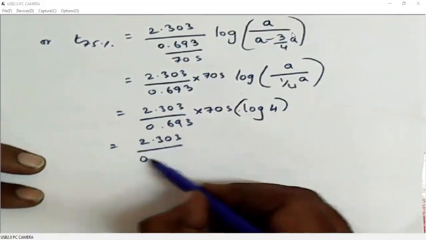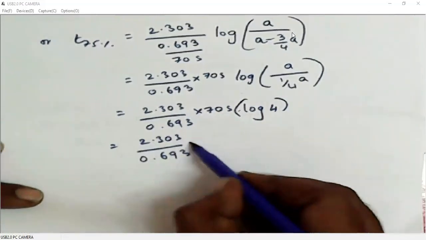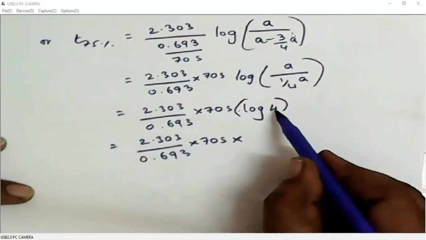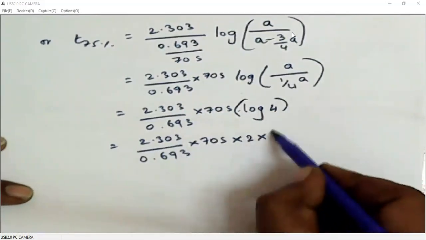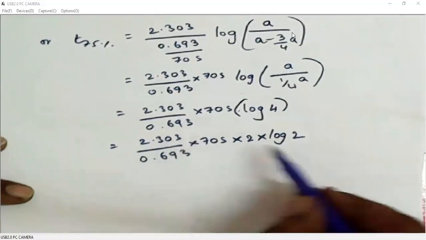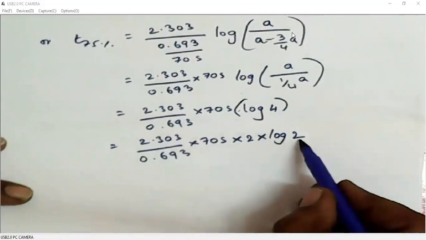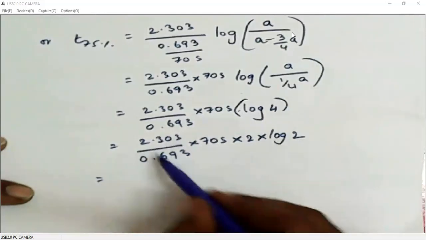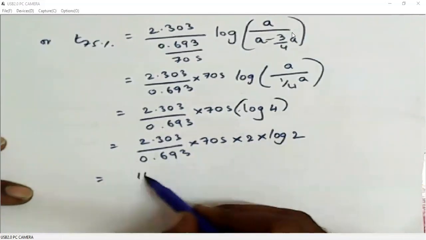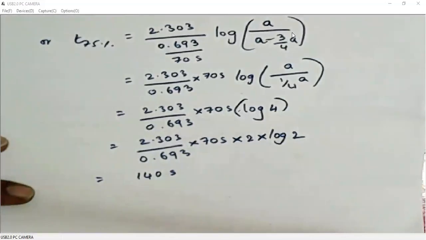2.303 by 0.693 into 70 seconds into what is log 4? We can write 2 square. So 2 into log 2. What is 0.693? It is 2.303 multiplied by log 2 value. So that means these terms will get cancelled and we will get 70 seconds into 2. So it is 140 seconds. So this is how we will derive the T75% for a theory exam.